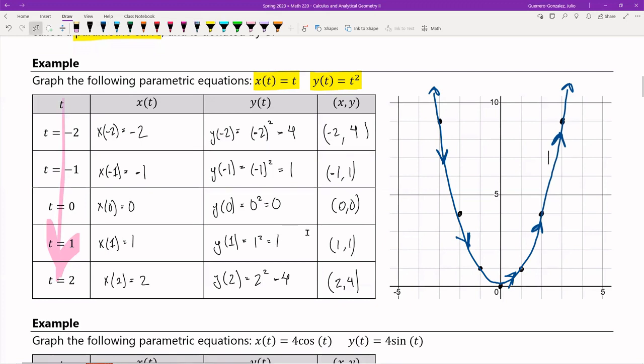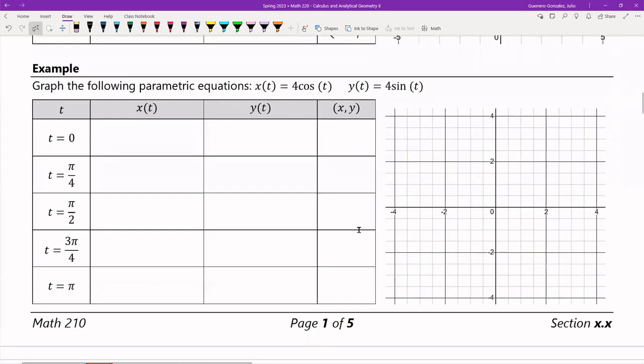Okay, let me try one more. x of t is 4 cosine t and y of t is 4 sine t. So I'm going to start the same way. x of 0 is 4 times cosine of 0, and cosine of 0 is 1, so this is now going to be just 4. y of 0 is going to be 4 sine of 0, and sine of 0 is 0. So 4 times 0 is 0. So this point is going to be 4 comma 0.